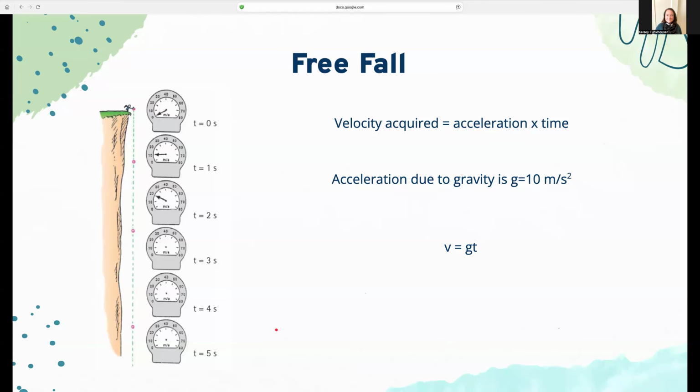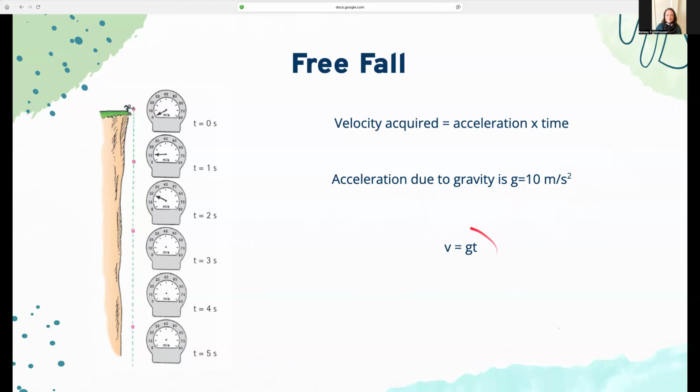And in this situation where the ball is just being dropped, just like literally let go of, the acceleration it's experiencing is acceleration due to gravity, and this is called free fall acceleration. And acceleration due to gravity is 10 meters per second squared, or 10 meters divided by seconds squared. And it's indicated by this little g, lowercase g.